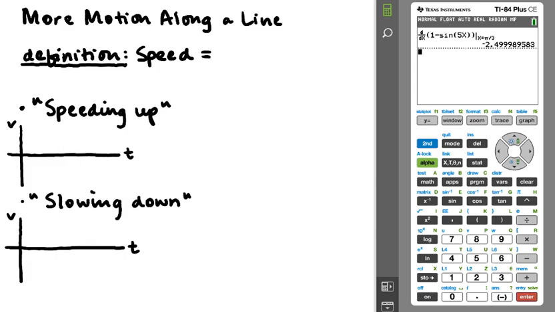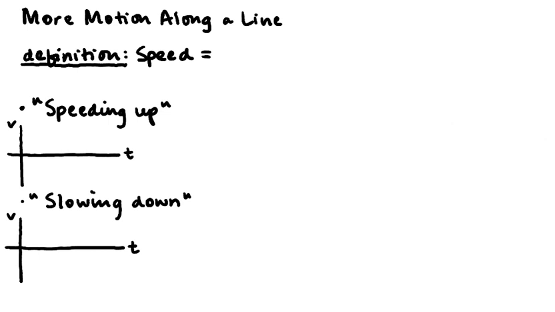All right. Well, I should probably get that calculator out of there. But we're going to do a little bit more straight line motion problems. We're going to talk about speed, speeding up, slowing down, stuff like that. So the definition: speed is the absolute value of velocity.